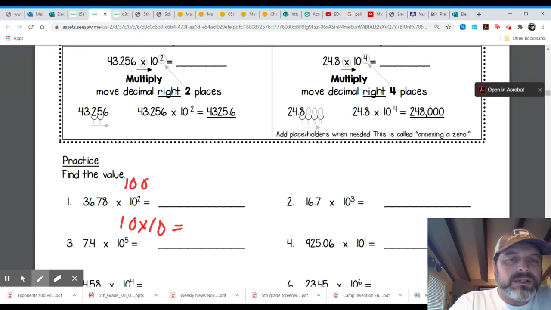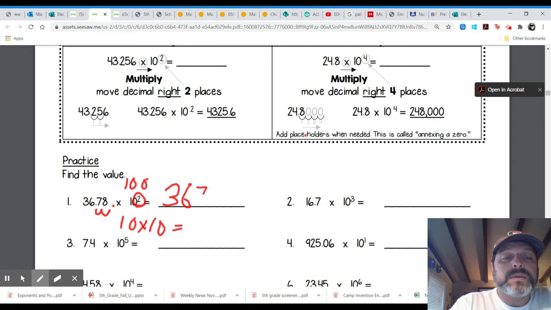So what I'm doing here is I'm going to move the decimal over 1, 2 place values. And my new spot for the decimal is at the end. Now, a shortcut to this is just look at the number 2. That tells me how many places to move my decimal. If you're multiplying by this number, obviously it's going to be bigger. So it was 36.78. It's now going to be 3,678.